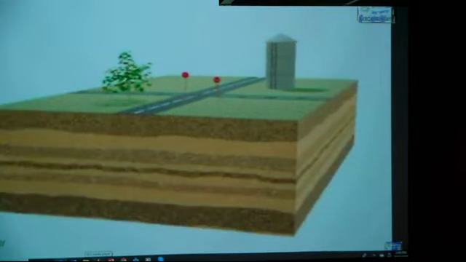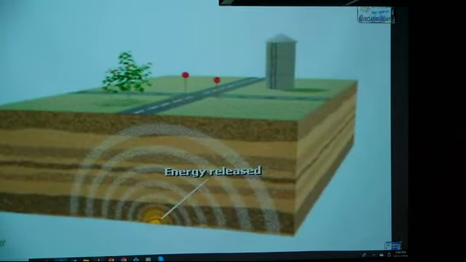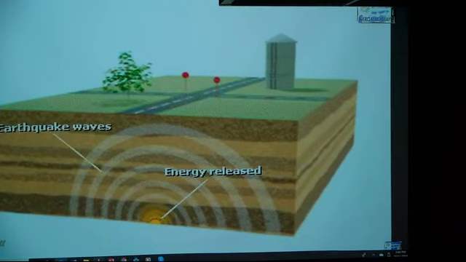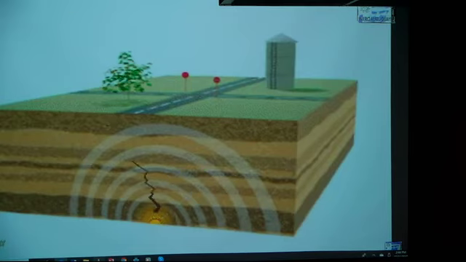The motion we feel on the surface of the Earth during an earthquake comes from energy released deep within the Earth. This energy is transmitted to the surface by earthquake waves. The study of earthquakes and earthquake waves is called seismology. Earthquakes occur when rocks deep underground suddenly break under pressure or slip along a fault.